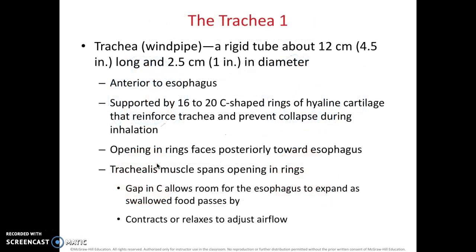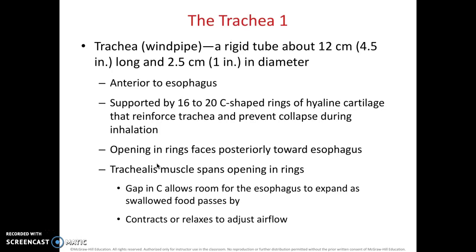So moving on, the trachea, which is also known as the windpipe, is a rigid tube that's about 12 centimeters long and 2.5 centimeters in diameter. It's located anteriorly to the esophagus and is shaped by cartilage rings made up of hyaline cartilage that reinforce the trachea and prevent any sort of collapse during inhalation. The opening in the rings faces posteriorly towards the esophagus.